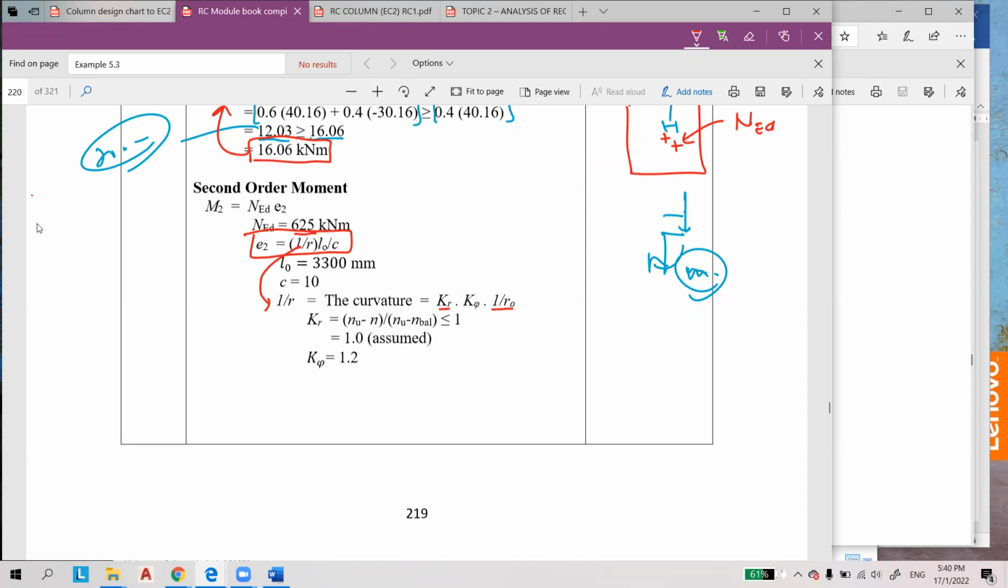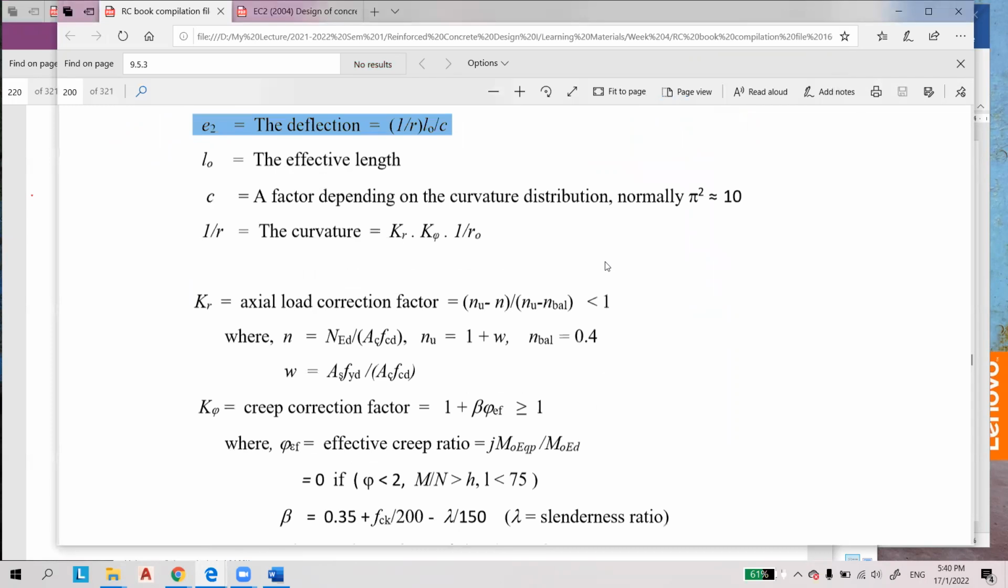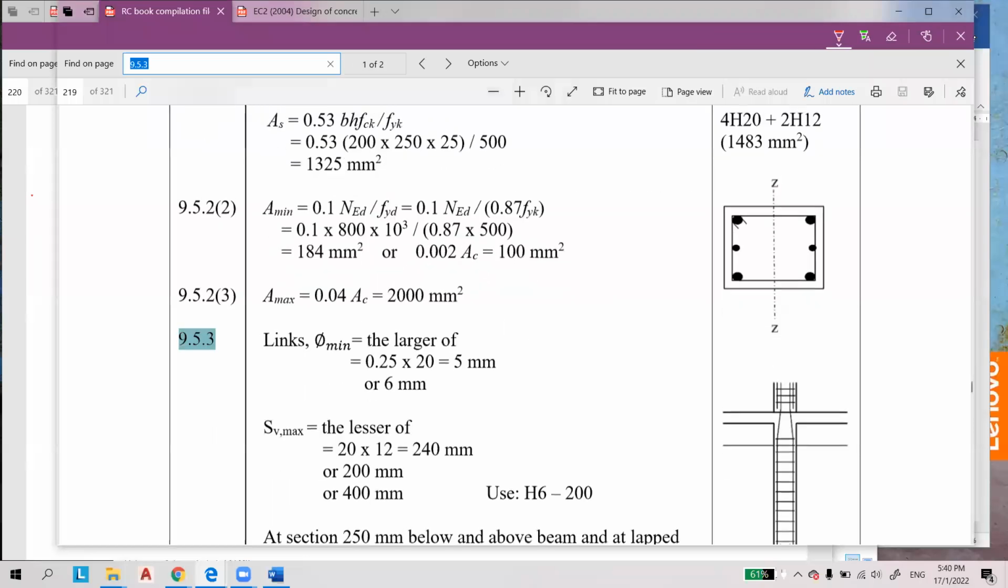For the first round, we can assume that the value of KR is equal to 1.0, because the maximum value of KR, this is the KR, sorry.